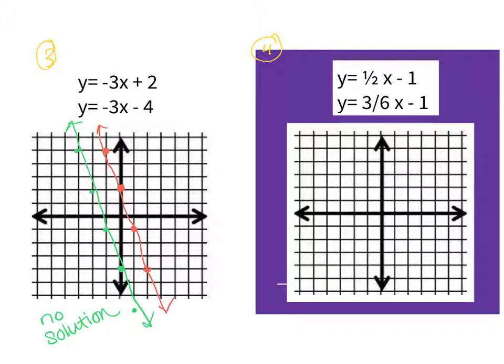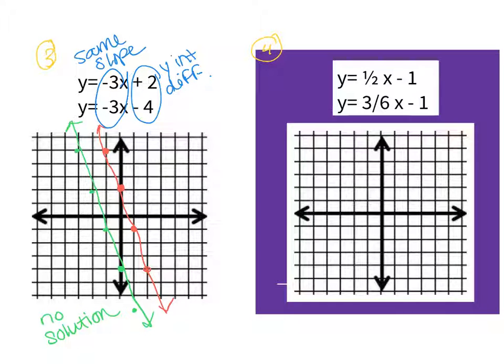And I could have done this without even graphing the lines. So what you'll notice about parallel lines is that the slope is the same and the y-intercept is different. So if you look at two equations and you notice that you have the same slope for both of the equations but different y-intercepts, then you know they're going to be parallel, which means that they are going to have no solution.